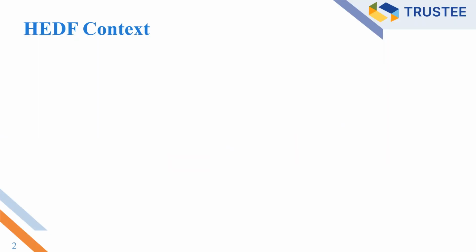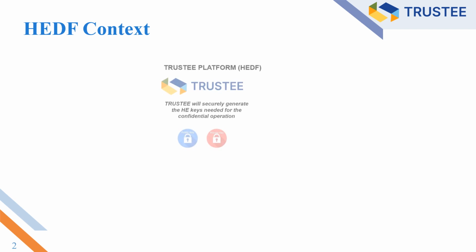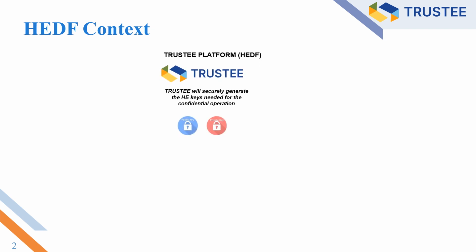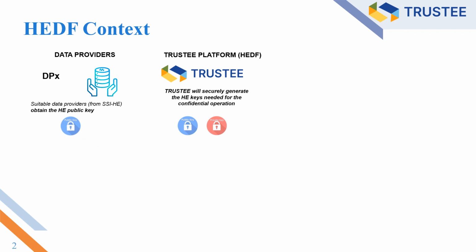When a data fusion process inside Trustee starts, Trustee securely generates a pair of homomorphic encryption keys needed for the confidential computation over fused data from different data providers. Each data provider, to fuse his datasets, needs to obtain the homomorphic encryption public key from Trustee. Once he has the key, he encrypts his dataset with this key. All data providers to be considered in the fusion process will use the same public key. Consider that the private key needed for the decryption is securely stored inside Trustee; no one else knows it.